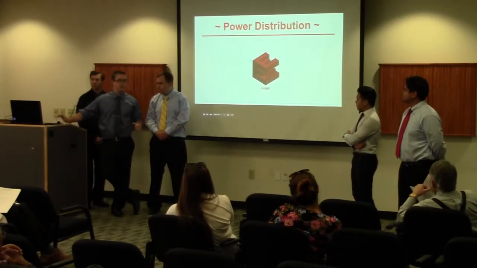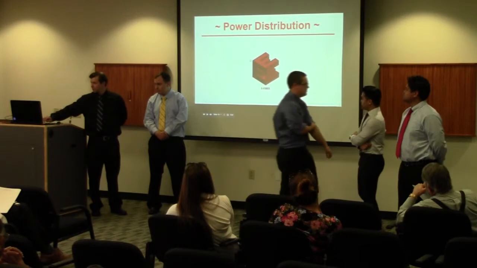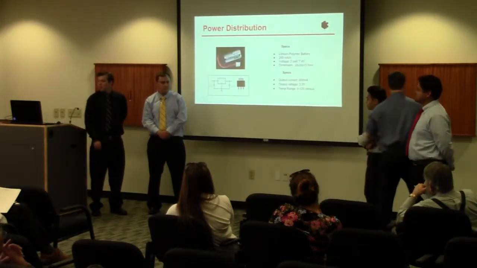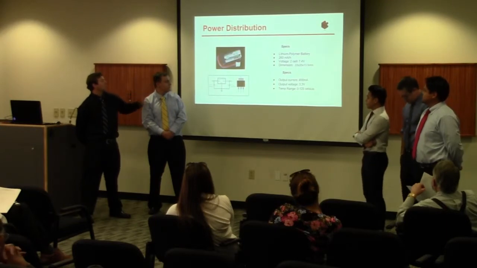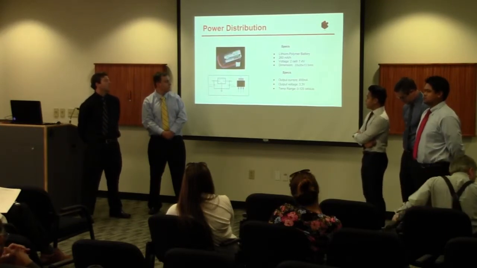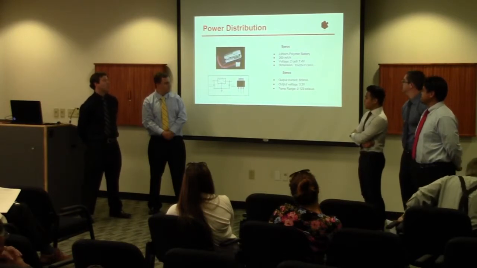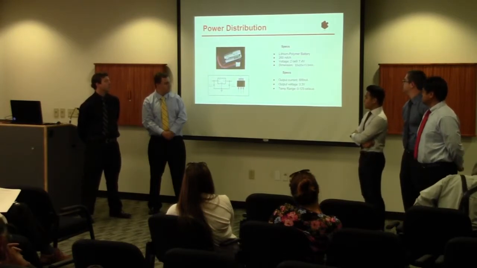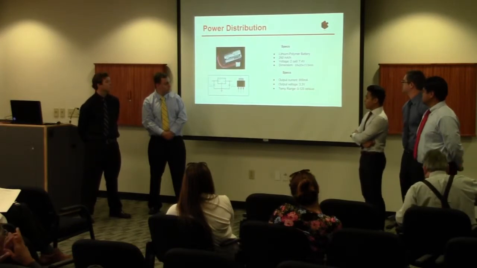Go ahead and hand it off to talk about power distribution. All right, so our power distribution for our mouse. As you can see here, we have a lithium polymer battery. That's a 2-cell battery with a 260 milliamp-hour capacity. It also outputs 7.4 volts, and the dimensions are small enough to meet the specifications of our mouse.